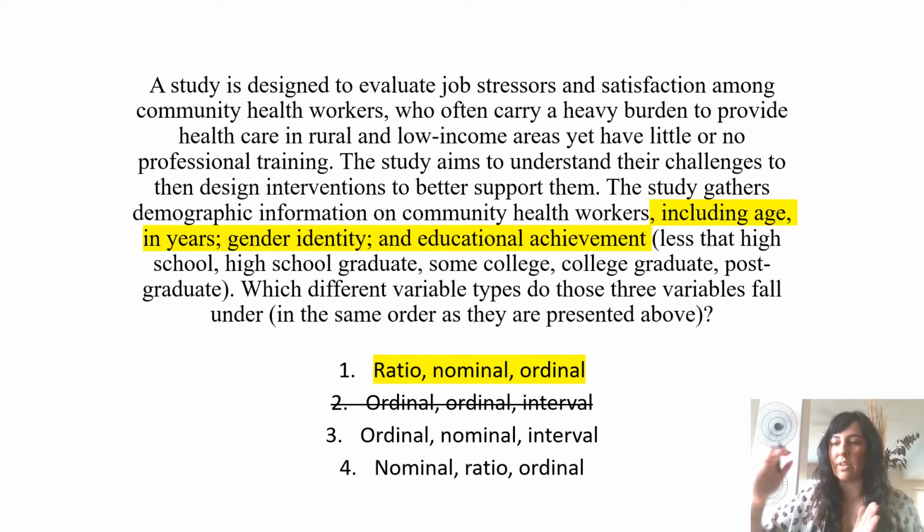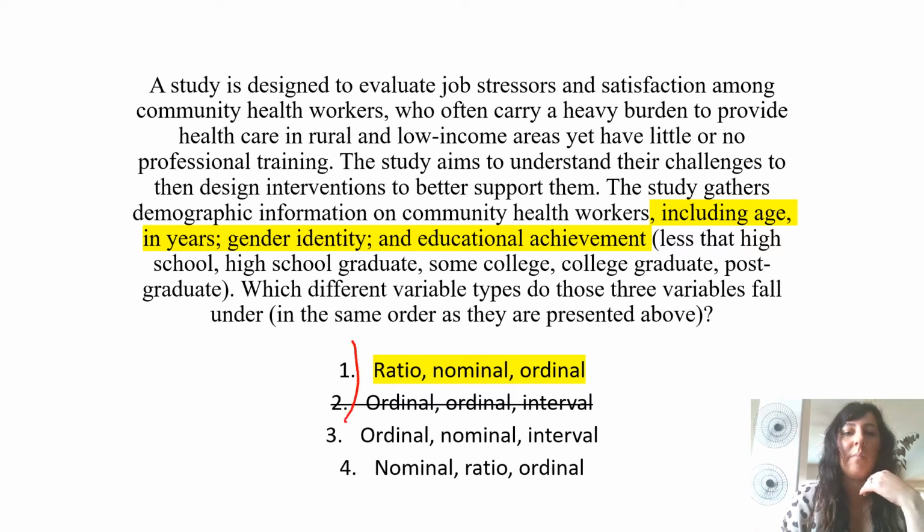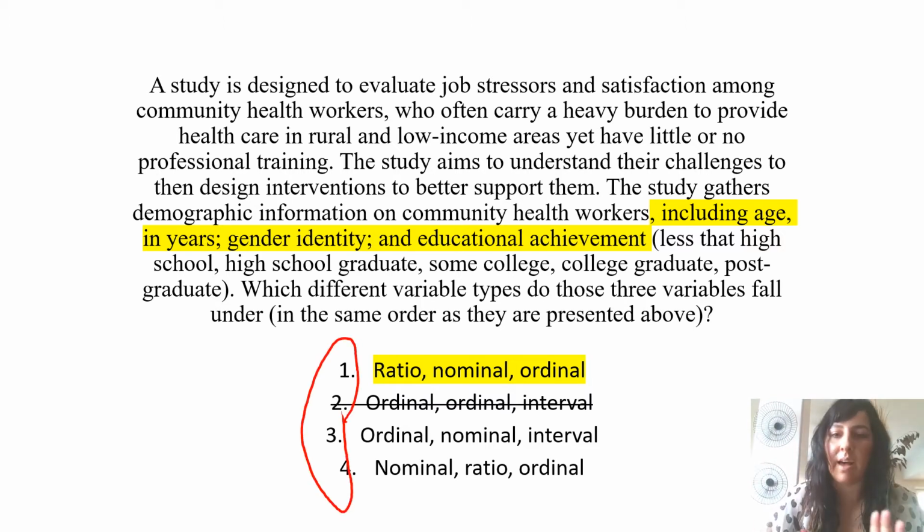So these are the different levels of education, what educational level you are. And obviously we know what gender identity is, or what options we have there. And then we have age in years, which is 1 year, 2 years, 3 years, 4 years, 5 years, 6 years, like that, right? And then what it's asking is which variable types do those three variables fall under: age in years, gender identity, and educational achievement? These were our answer options for that question.